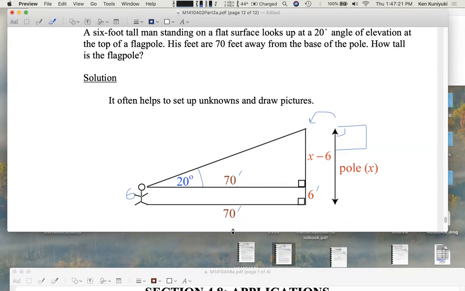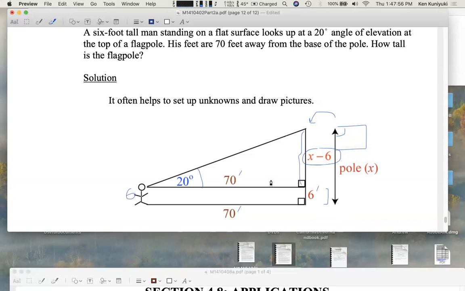Okay, now the man is 6 feet tall. So we have this rectangle down here that's 70 feet by 6 feet, and on top of the rectangle, there's a triangle. Now, the overall height of the pole is x in feet. We have 6 feet corresponding to this height, this line segment. So this side of the triangle is given by x minus 6 in feet, and we're going to use that as part of SOHCAHTOA. x minus 6 is the length of this leg of the right triangle.